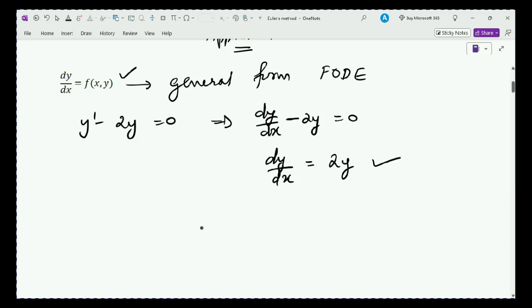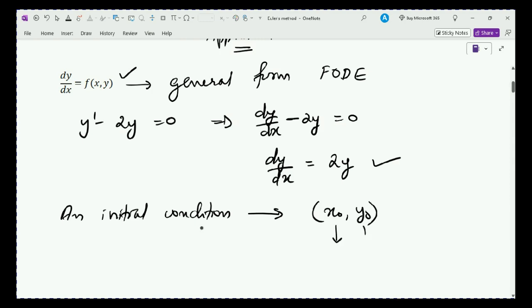Usually, if we want to solve a differential equation using Euler's method or any numerical method, we need to know an initial condition. Initial condition means the solution to the problem at least at one point, and we take it as the initial point. So we should know x0, y0: at a point x0 we should know the value of y0. This should be given. Once this is given, we can solve an ordinary differential equation written in this form using Euler's method.